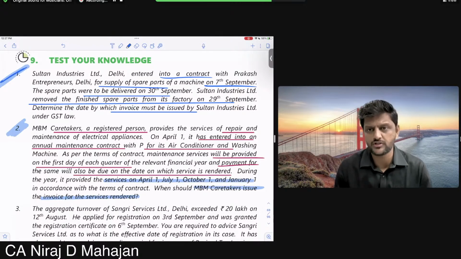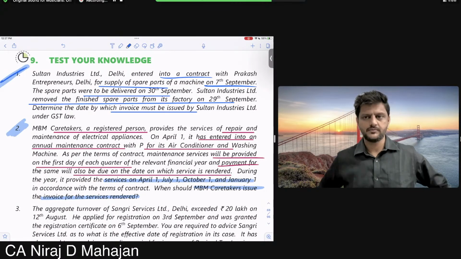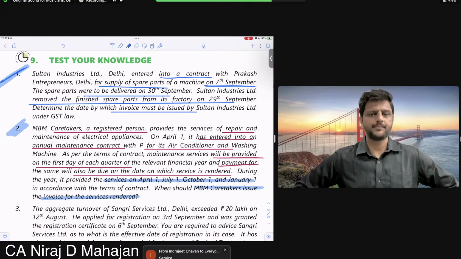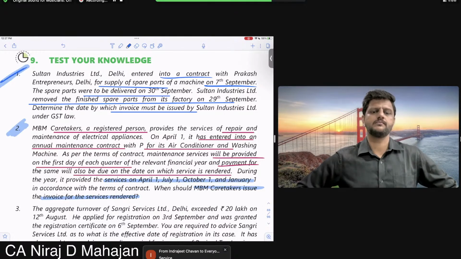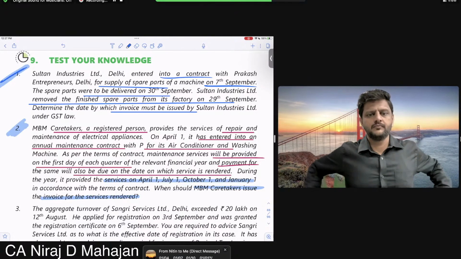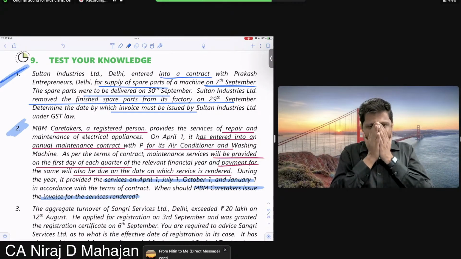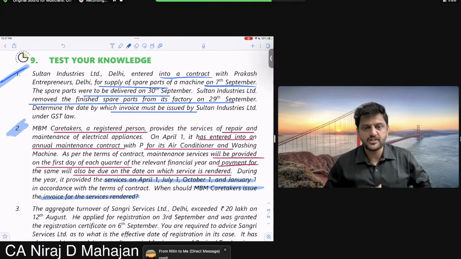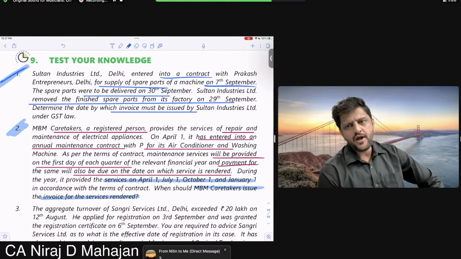First of all, children, supply of goods or supply of services? Answer quickly. Supply of services. Is this one single supply or continuous supply of services? Continuous supply of services, since the contract is for more than 3 months. Now, when do we have to issue the invoice?